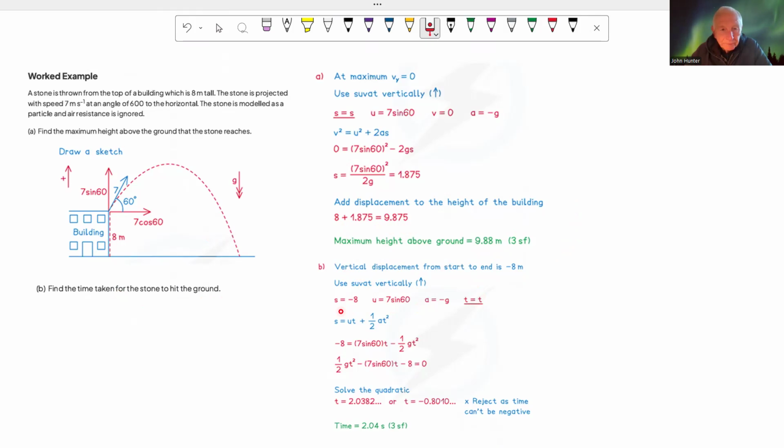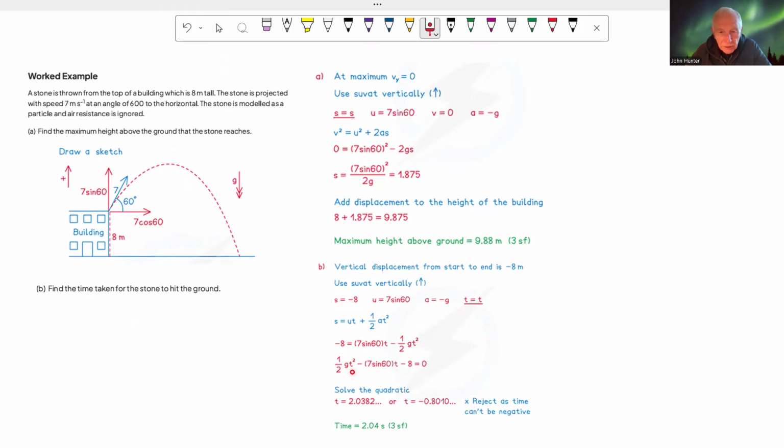So now we're applying our displacement equation to this whole journey vertically. So we're looking at the vertical travel here. So minus 8, that is our displacement. Our initial velocity is upwards, that's positive. Acceleration is downwards. And the time is what we're trying to find out. So when we substitute those in, we get this equation here.